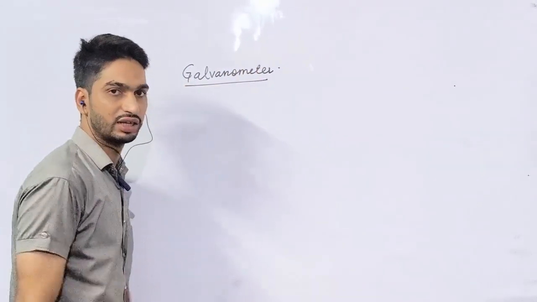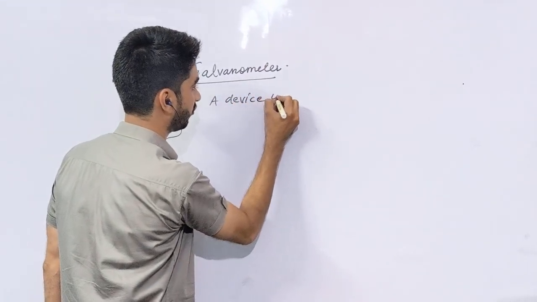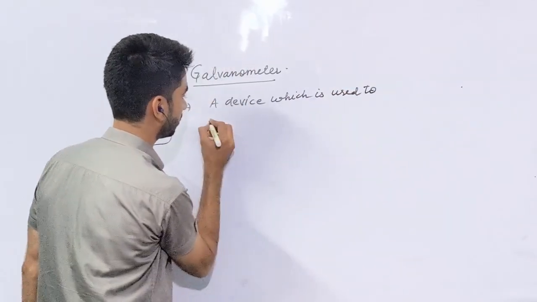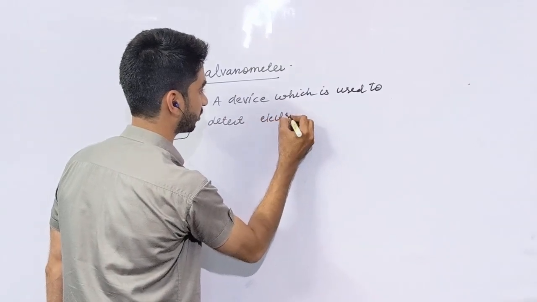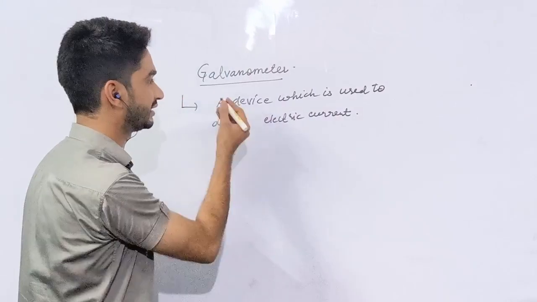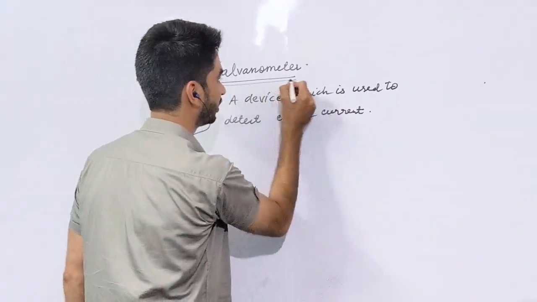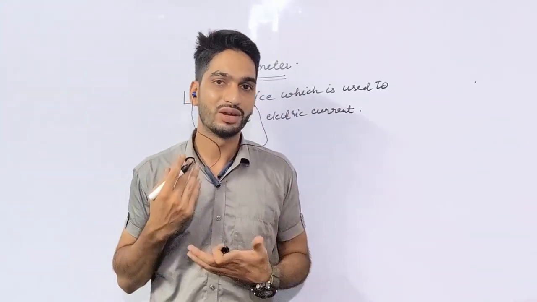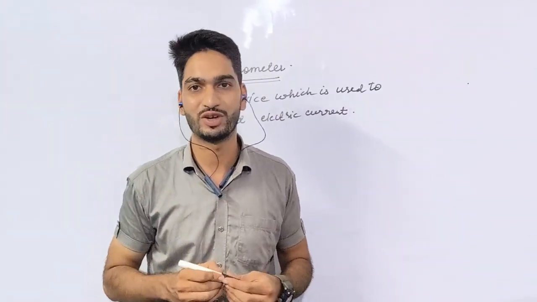So a galvanometer is basically a device which is used to detect electric current in a circuit. That sensing device is called a galvanometer. But we cannot use a galvanometer to measure electric current directly. Why can we not measure electric current directly from the galvanometer? There are some possible reasons for that.